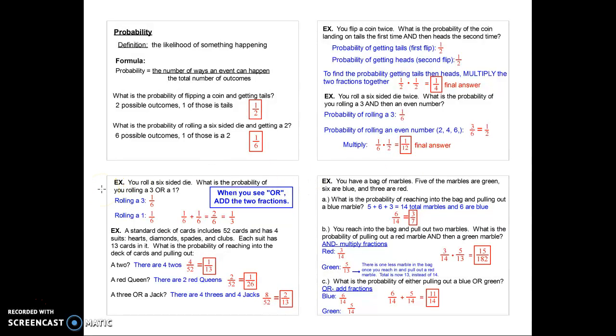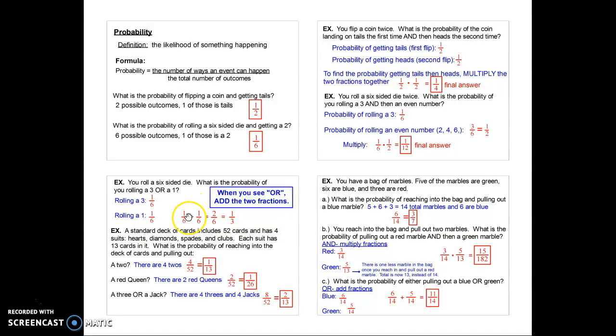Now, second option is if we're looking at the word or. Okay? If we're finding the probability of multiple events and it has or between them, you are adding the 2 fractions. So we're going to roll a 6-sided die. What is the probability of you rolling a 3 or a 1? We still have to find the probability of these events separately. So the probability of rolling a 3, I have a 1 out of 6 chance. Probability of rolling a 1, again, I have a 1 out of 6 chance.